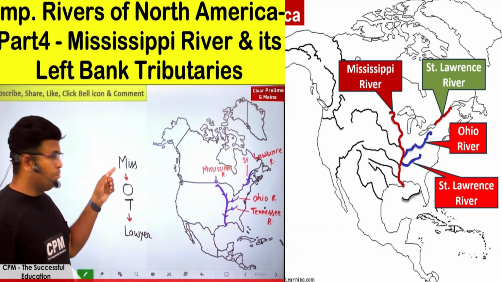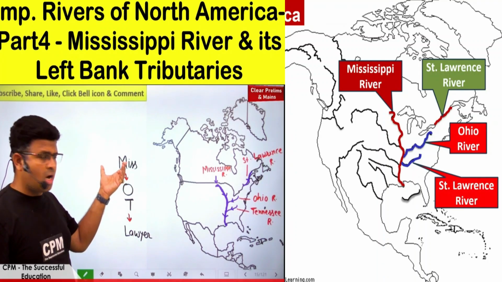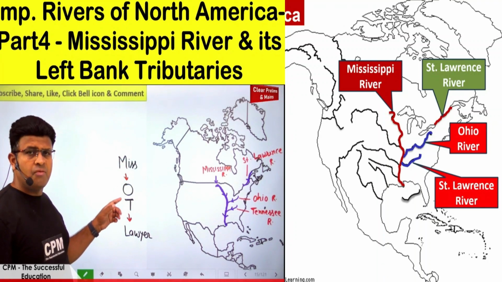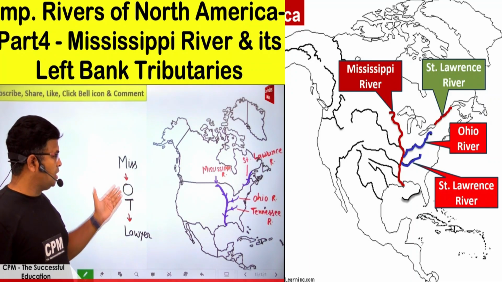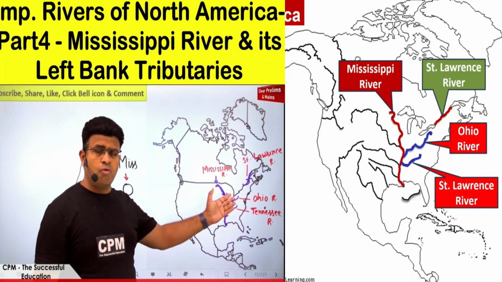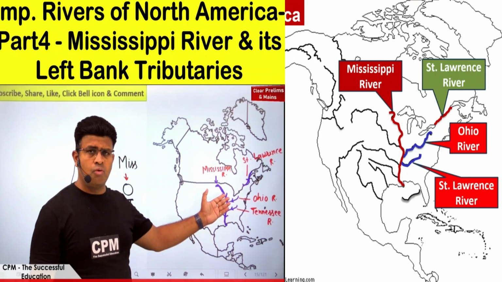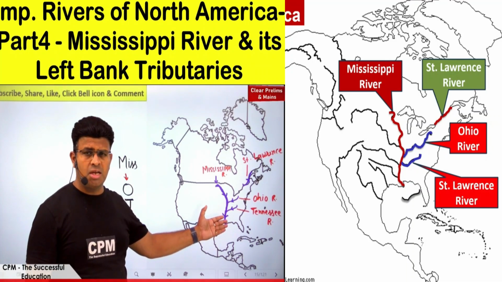I said Miss in the house is watching OTT platform movie. I said Miss is watching OT, Miss Mississippi River, O for Ohio, T for Tennessee. These are the left bank tributaries.